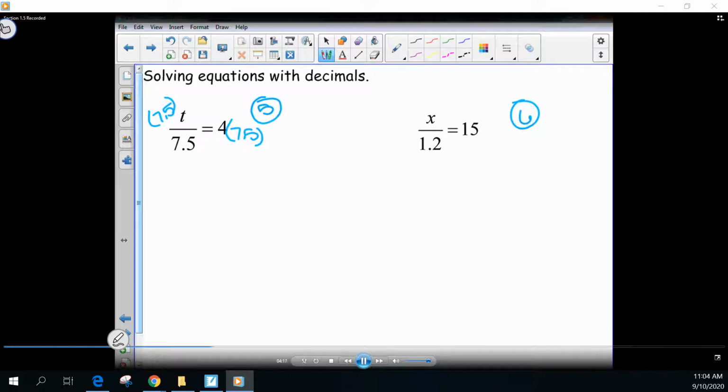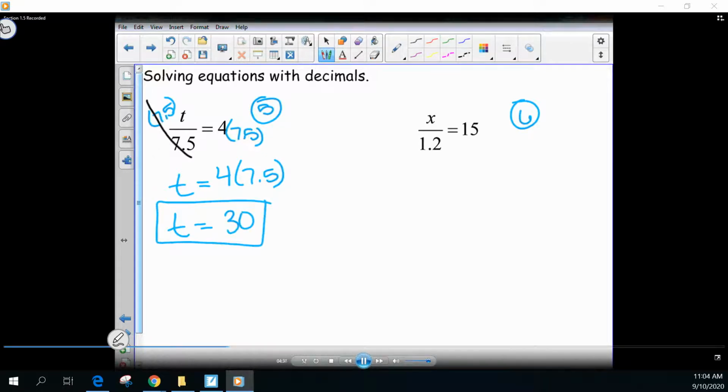So that would cancel on the left. And I would get t equals 4 times 7.5, and then I need to actually go through and multiply that. So 4 times 7.5 is 30. So t equals 30.